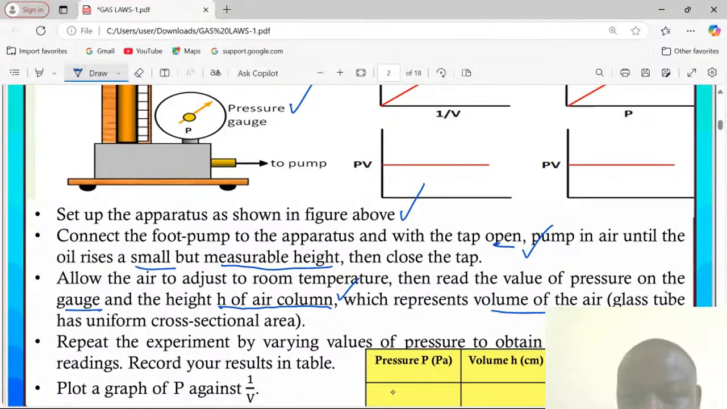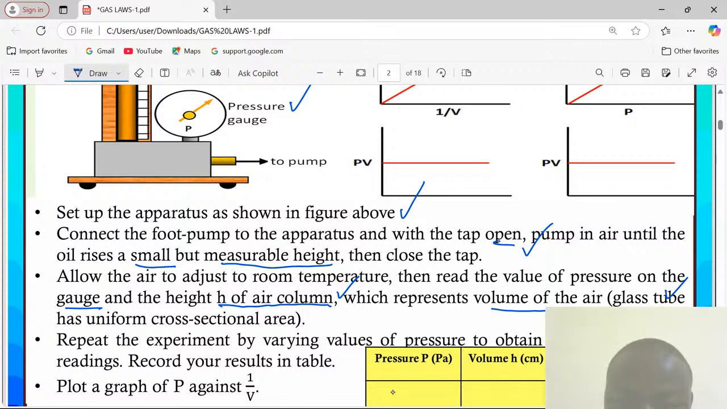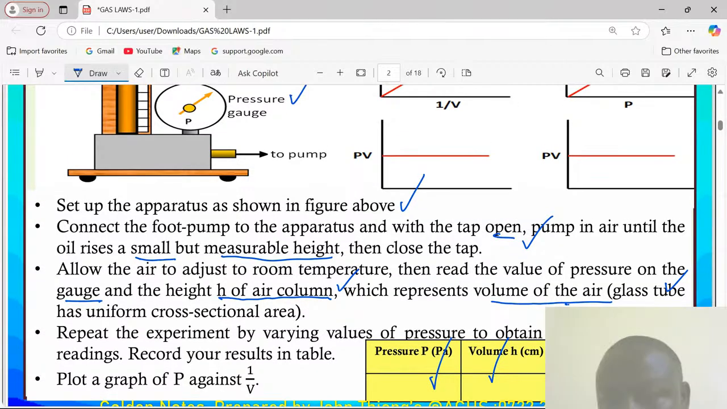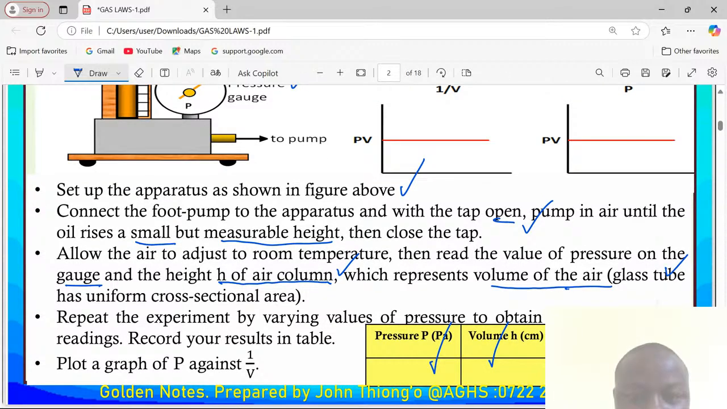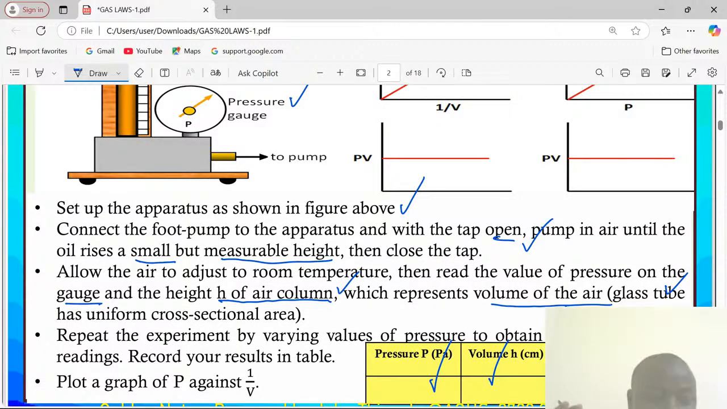The glass tube has a uniform section. Let's look at the next step. Now you record the initial pressure and the corresponding value of height, which represents volume in this particular case. Then you can work out the reciprocals of h, the reciprocal of h per centimeter. After that, you can adjust the values of pressure.